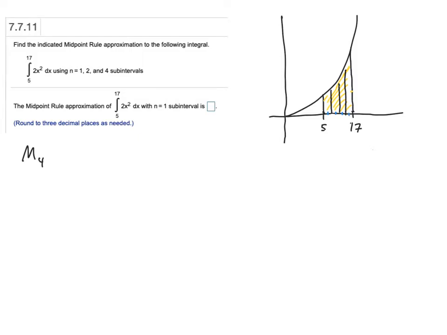So now the values of these are relevant. So that's halfway between 5 and 8. So that means that is 6.5. This value is halfway between 14 and 17. So that's 15.5. This value will be 9.5. And this value will be 12.5.